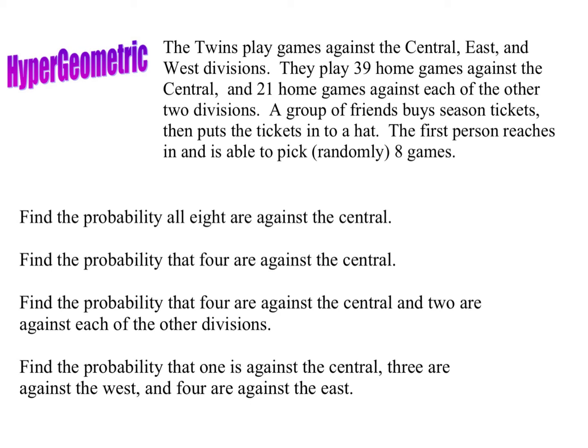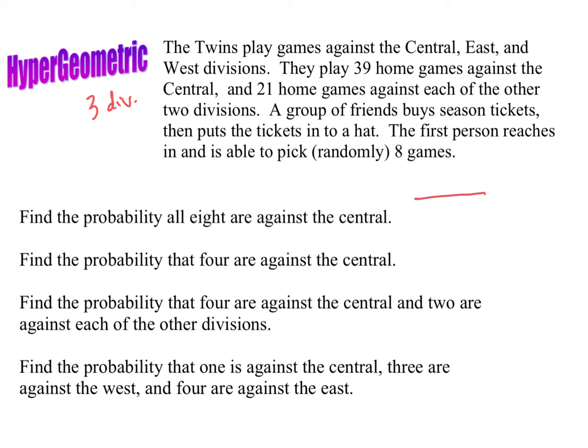So if you add all those up, again, there are 3 divisions, and we're going to pick 8 games out of a hat. So 39 against the Central, 21 against the East, 21 against the West. So a total of 81 home games are going to be played, okay? So what's the probability that all 8 are against the Central?